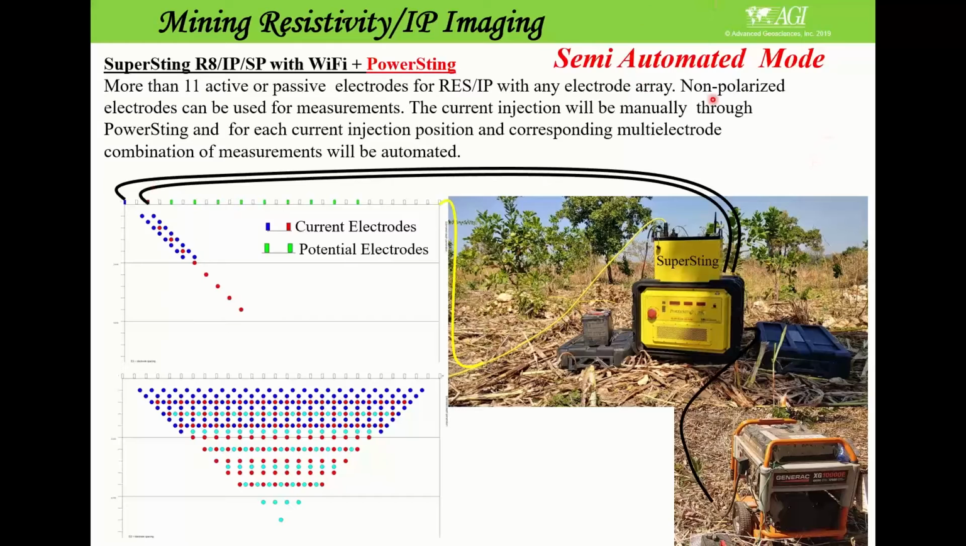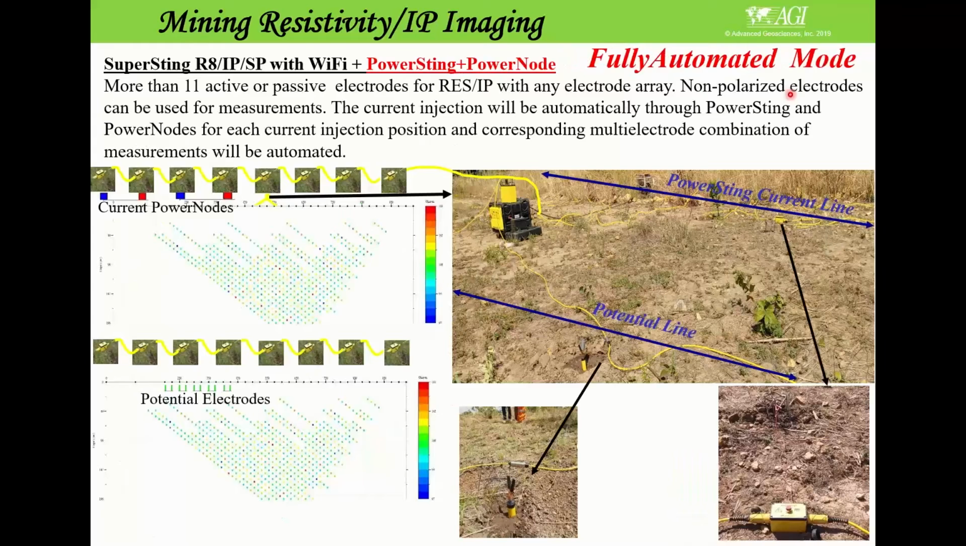But when you do semi-automatic mode, in this case, you just lay out your multi-electrode cable and 2 people move the current electrodes. So each time you inject current, you measure, the instrument stops, and then they change the current electrode position and take the next measurement. That is what we call semi-automatic mode. But the most reliable way is to do everything when you have a system available.